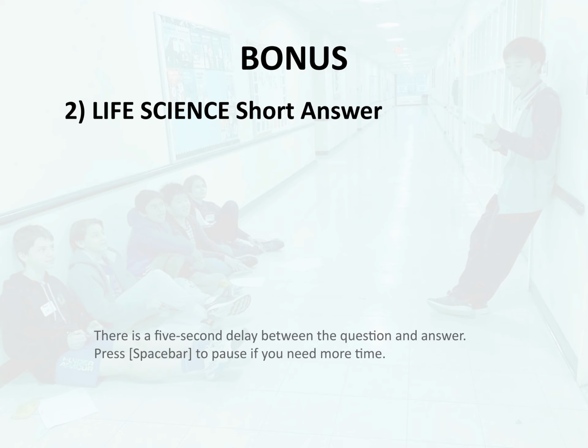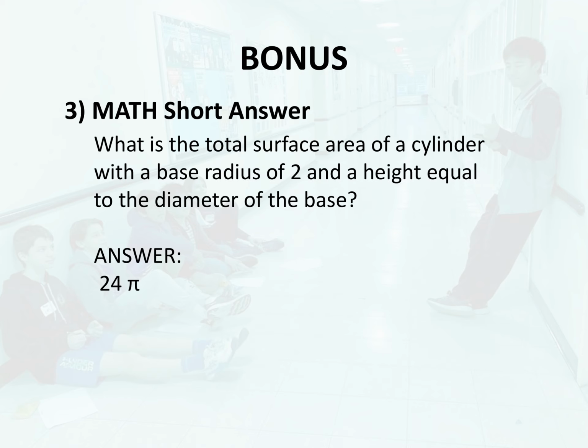Bonus 3. Math. Short answer. What is the total surface area of a cylinder with a base radius of 2 and a height equal to the diameter of the base? Answer, 24 pi.